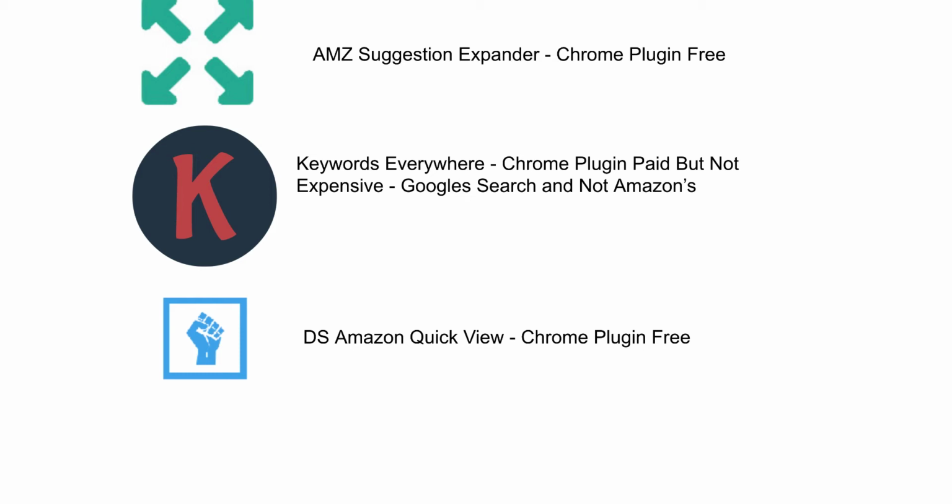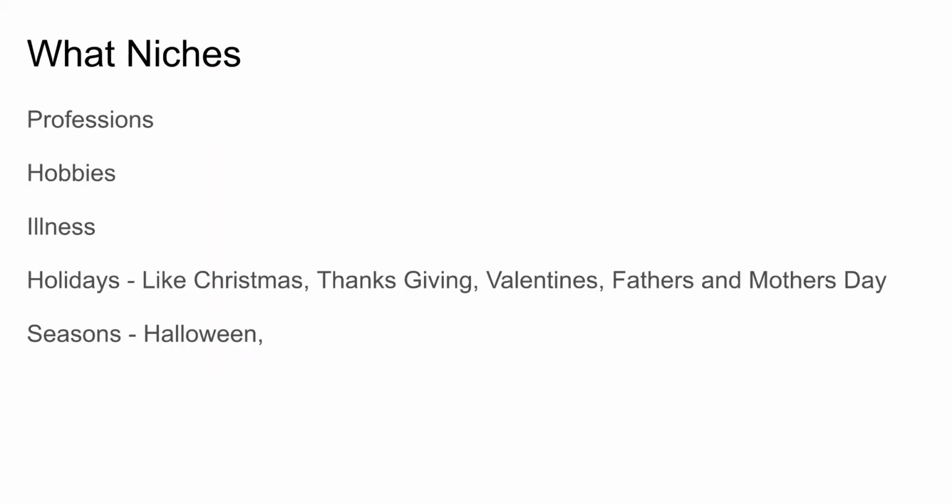The next one is DS Amazon Quick View, and this actually shows you the BSRs, which is the best selling rank. And the lower the rank is, the better the book is selling. But at the moment, DS Amazon Quick View is not working. It's not showing the ranks because Amazon has changed something, algorithms or something. I'm not sure what they've changed, but something they've worked on.